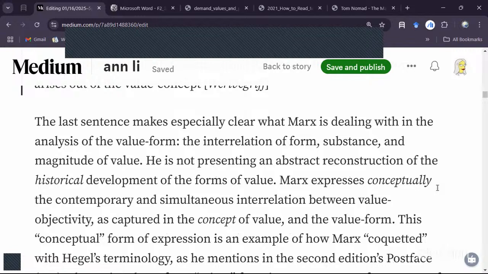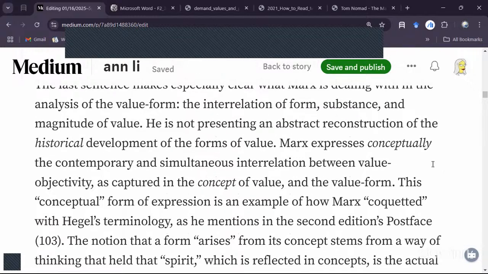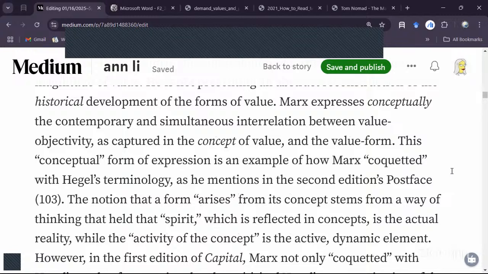This conceptual form of expression is an example of how Marx coquetted with Hegel's terminology, as he mentions in the second edition's postface, page 103. The notion that a form arises from its concept stems from a way of thinking that held that, quote-unquote, spirit, which is reflected in concepts, is the actual reality, while the activity of the concept is the active dynamic element.